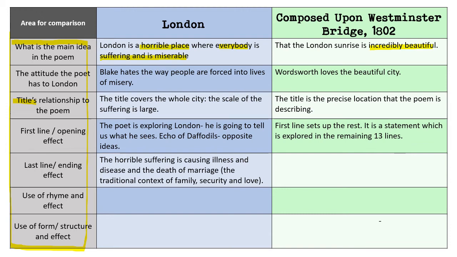And the focus in the last line is this idea of illness and disease, and the death of marriage, the traditional context of family, security and love. Society has marriage as a cornerstone that keeps society working, but according to Blake, and due to the horrors and the terrible situation in London, this essential part of society is crumbling and falling apart.